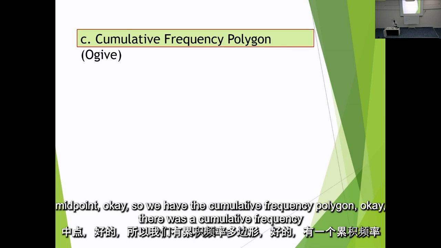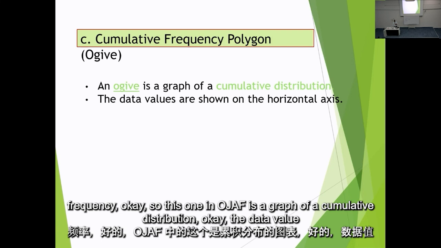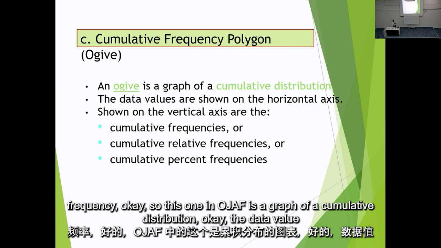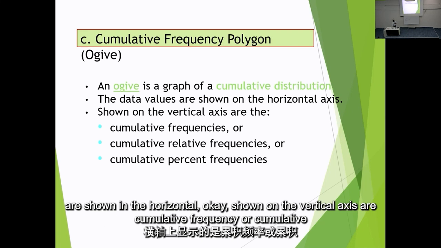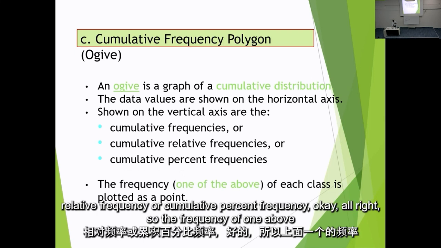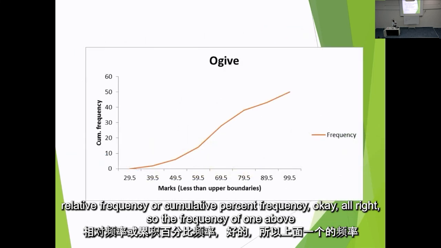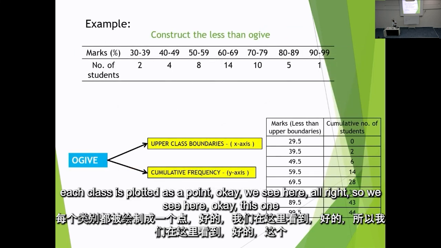Okay, so we have the cumulative frequency polygon. The variable involved is the cumulative frequency. An ogive is a graph of a cumulative distribution. The data values are shown on the horizontal axis. Shown on the vertical axis are cumulative frequency, cumulative relative frequency, or cumulative percent frequency. The cumulative frequency at the upper limit of each class is plotted as a point.